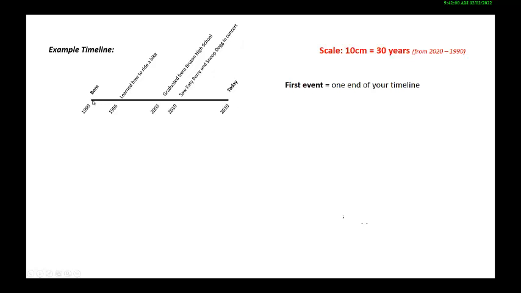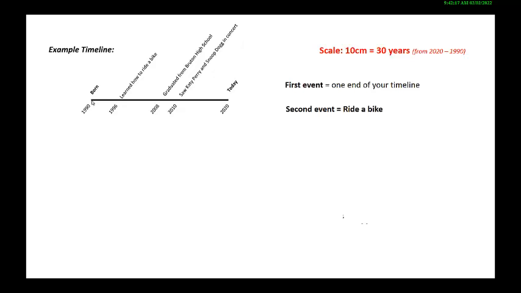I'm starting it here on the left and moving to the right just because that's kind of how our brain works with time. So I have 1990 here at the very beginning, and this is going to be another important reference point that all of our other measurements will be based off of.